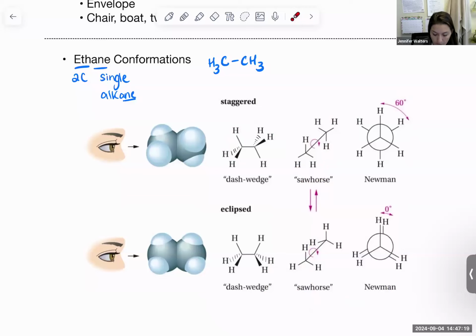And so what we're doing is we are trying to look down this bond, this staggered bond. Staggered is looking at the in-plane lines being on opposite sides. So the actual lines are on opposite sides. This is that zigzag, this is low energy conformation. The wedges are coming out at us, the dashes are going away from us.